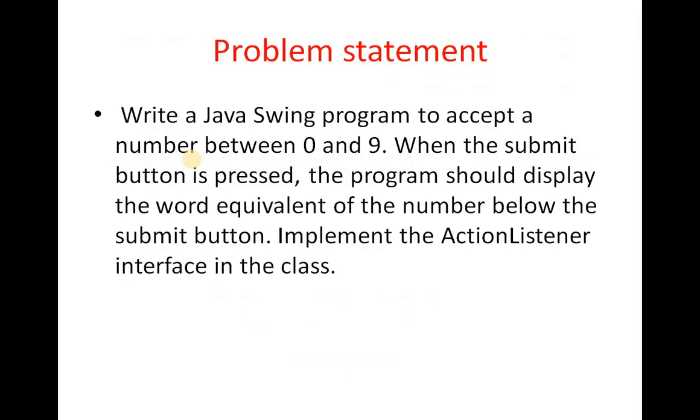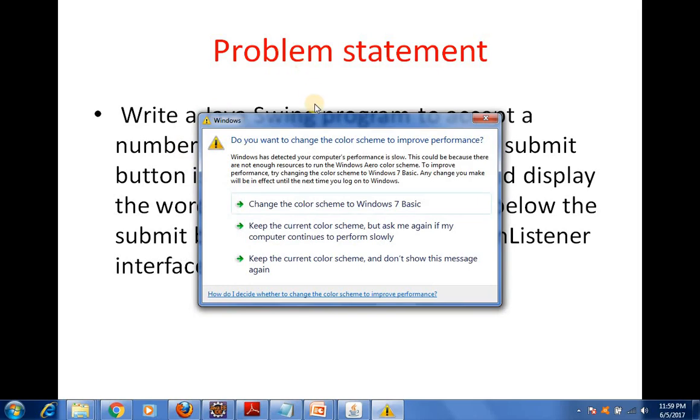So let us take a problem statement. Write a Java swing program to accept a number between 0 and 9. When the submit button is pressed, the program should display the word equivalent of the number below the submit button. Implement the action listener interface in the class. So this is the problem statement.